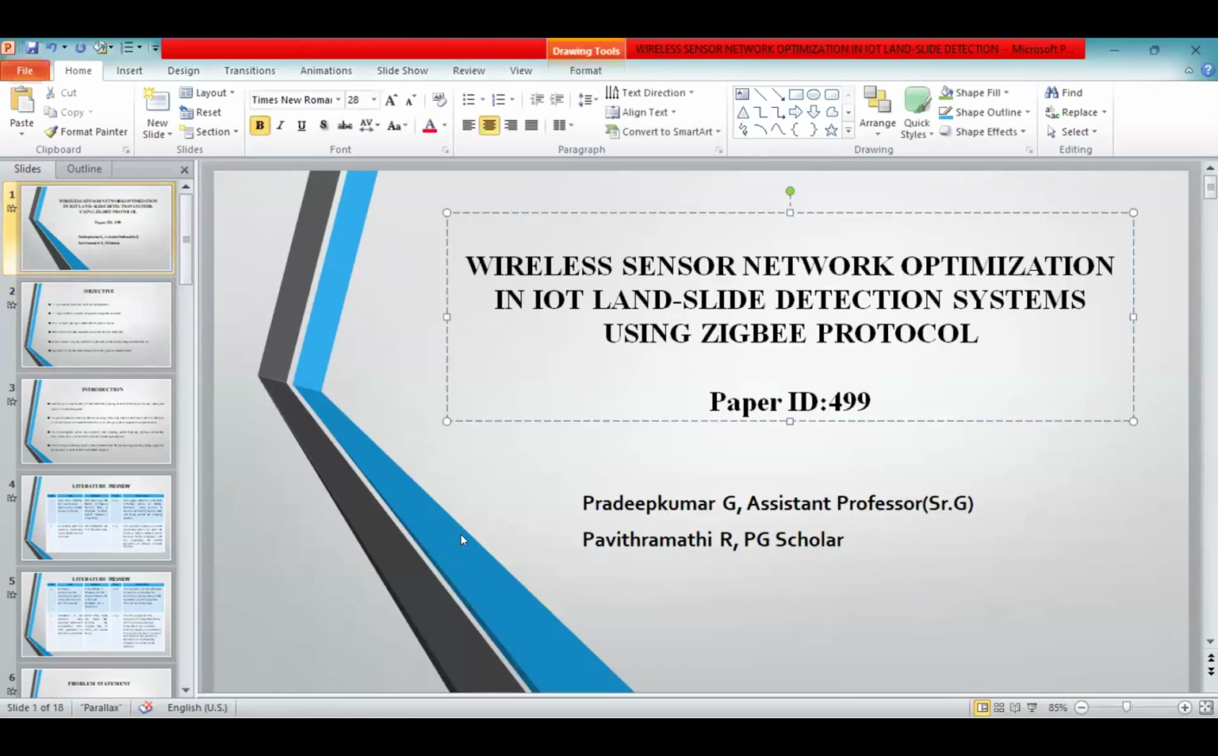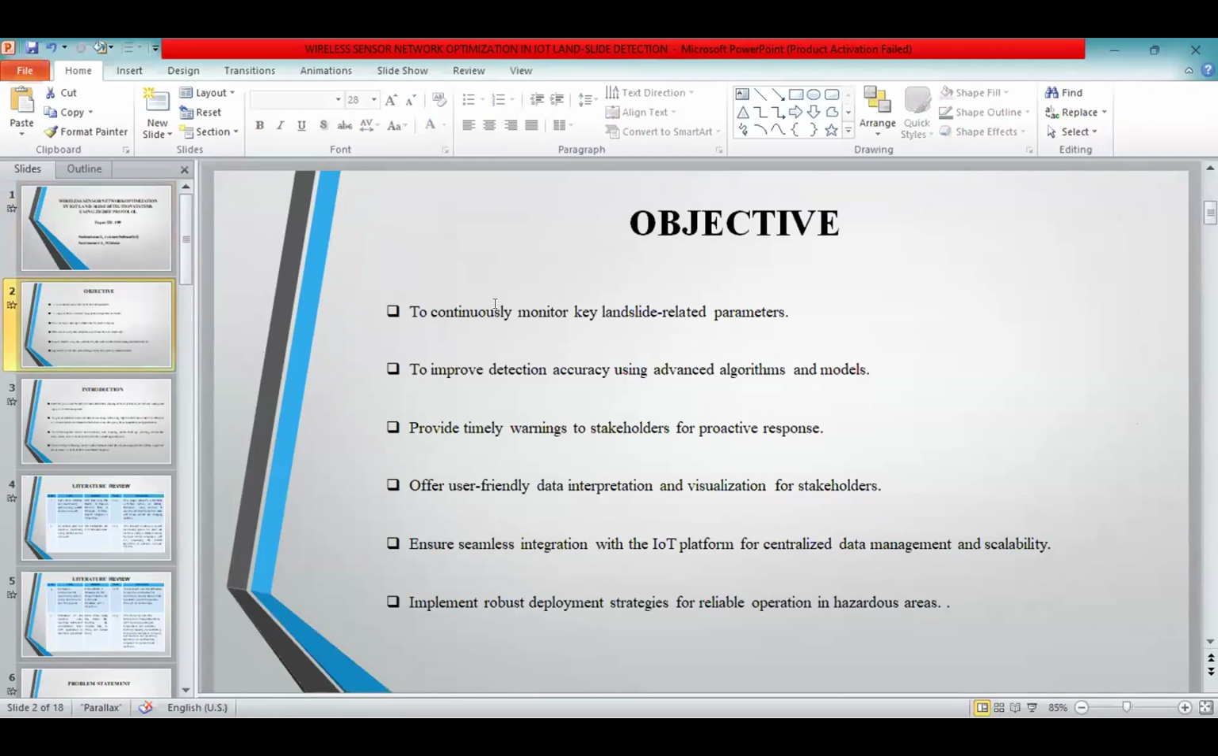Good morning. Myself, Patra Madi. I am a PG scholar and my guide is Pradeep Kumarji, Assistant Professor, and my topic is Wireless Sensor Network Optimization in IoT Landslide Detection System using the ZigBee Protocol. Now we discuss the objectives: to continuously monitor key landslide-related parameters, and to improve the detection accuracy using advanced algorithms and models.